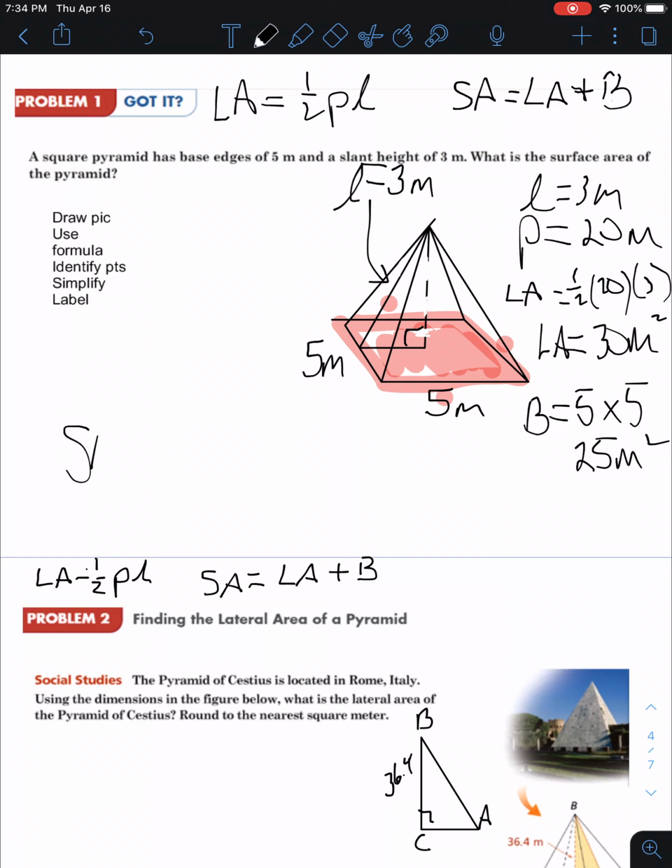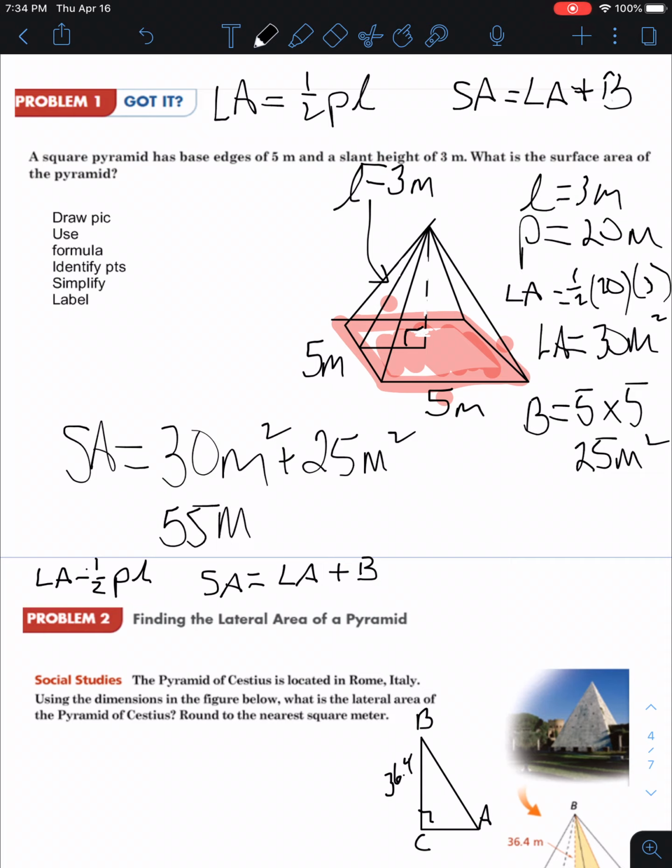Okay, the surface area then is the LA, which was 30 meters squared, plus the base, which was 25 meters squared, which gives us a total of 55 meters squared, and that is our surface area. It's a hollow triangular shape that has a clip-on bottom or base. So it's hollow inside. We're just looking at the wrapper on the outside. Okay, that's a square pyramid surface area.